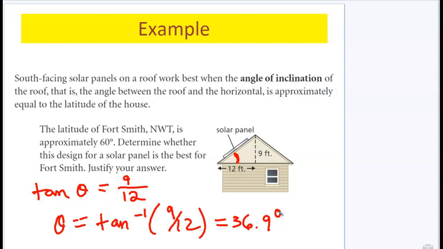So therefore, this would not be a good example. This would not be a good house for solar panels because the angle of incline is only approximately 37 degrees and the latitude of Fort Smith is 60 degrees. So this is not a good design for solar panels.